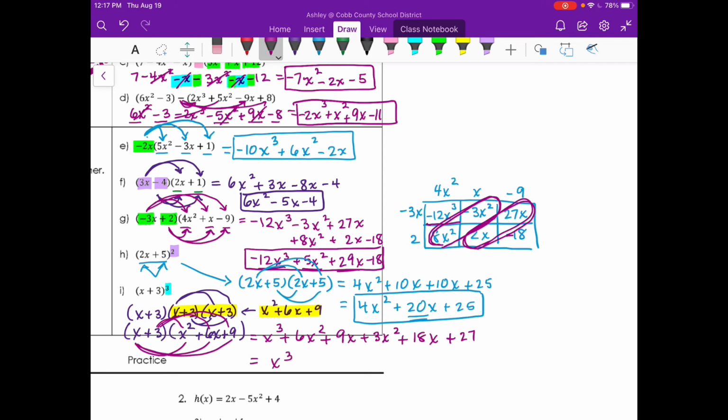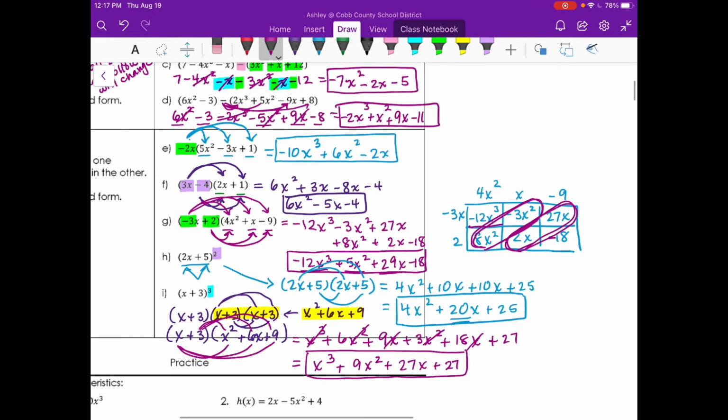So x cubed, 9x squared, 27x, and 27. And as tedious as that seems, I do know a little shortcut for that, and we're going to be working on that coming up in the next couple of days using Pascal's triangle.